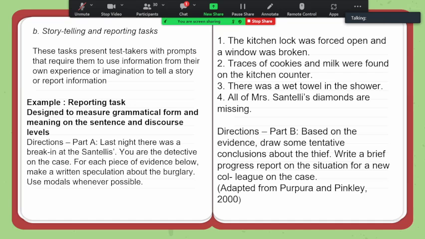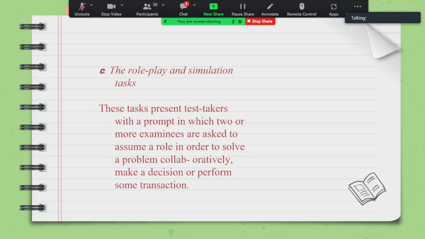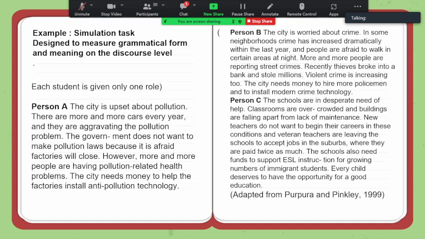Next. The next slide is the role play and simulation tasks. The task presents test takers with a prompt in which two or more examinees are asked to assume a role in order to solve a problem, collaborate, or actively make a decision or perform some transaction. Next slide. The example of simulation task is designed to measure grammatical form and meaning on the discourse levels.